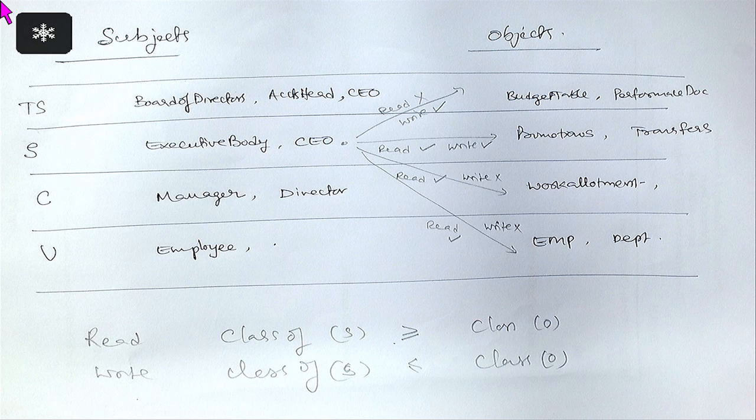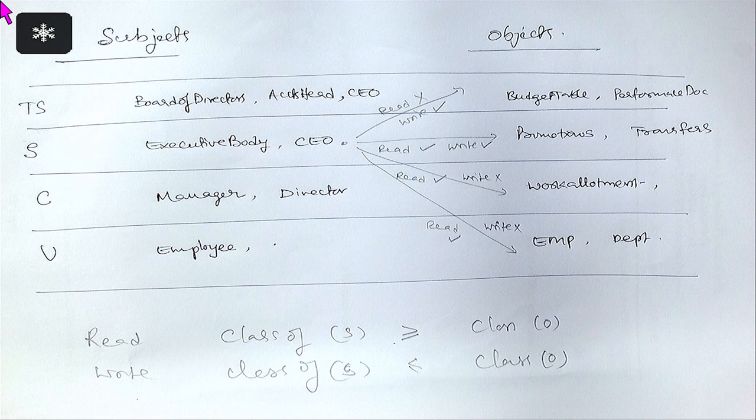Then we have subjects, where we have the board of directors, users, and that is accounts head, CEO. In the top secret class, in secret class we have executive body members and CEO, and in confidential class we have manager and directors, and in unclassified we have other normal employees.